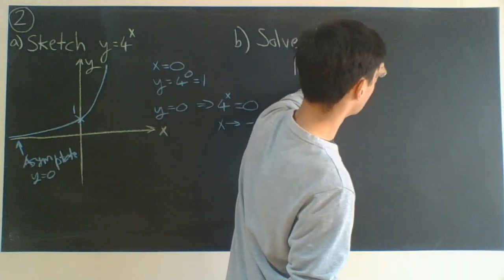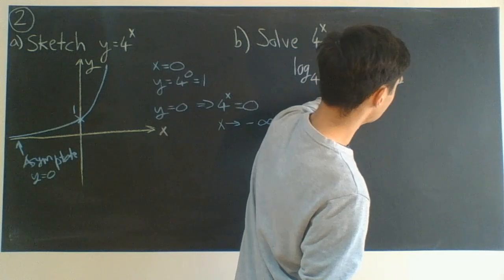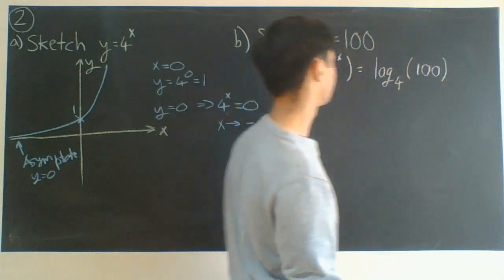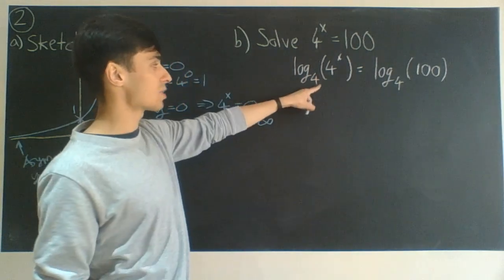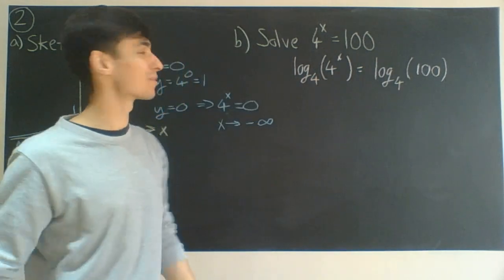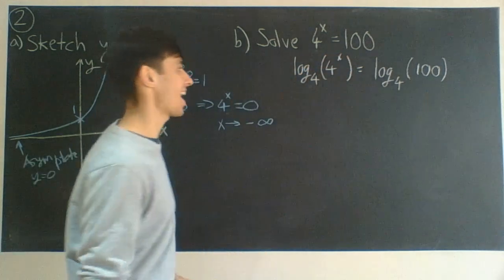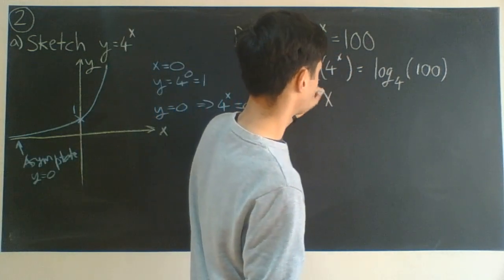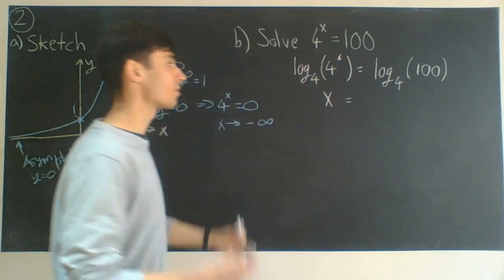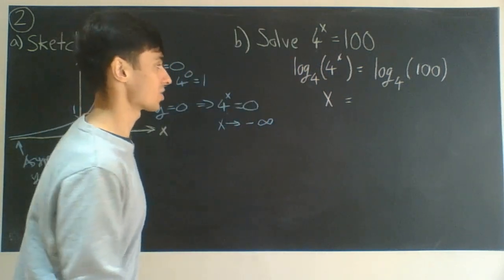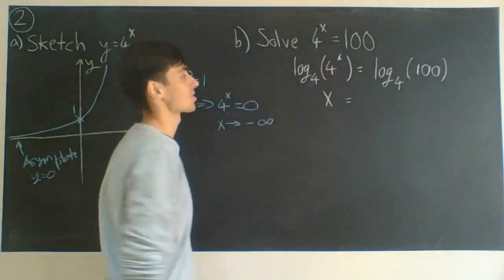equals log base 4 of 100. This is why we should choose log to base 4, of course, because log 4 of 4 to the power of x is just x. That's how we remove exponentials or logarithms from our equation. We just take the inverse.